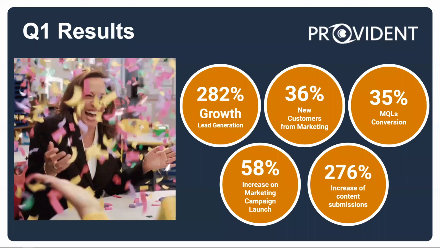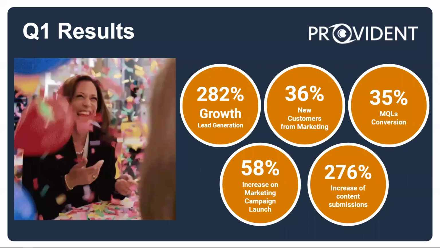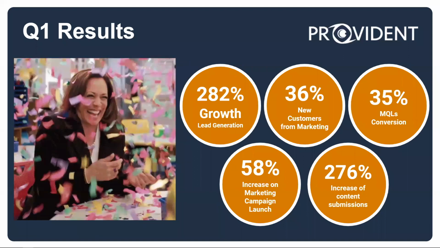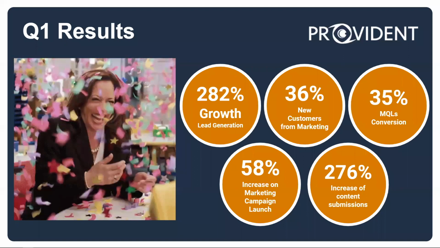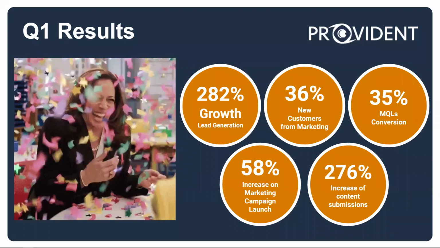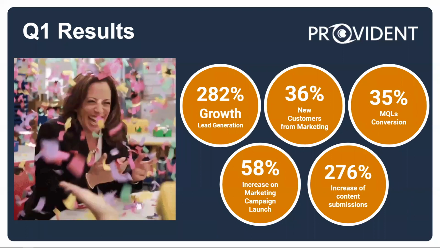58% increase in marketing campaign launches. That is where the A/B, the fail fast, fail often comes from. That's loads of campaigns we have been running in testing, always about testing. 276% increase in content submission. So as you can see, it has been a fantastic Q1.